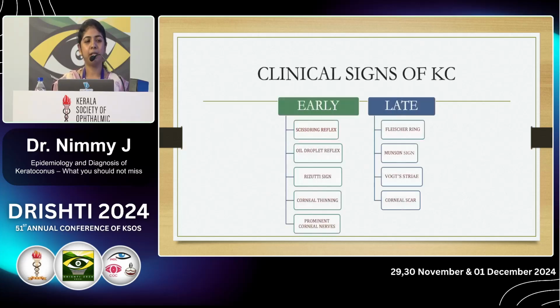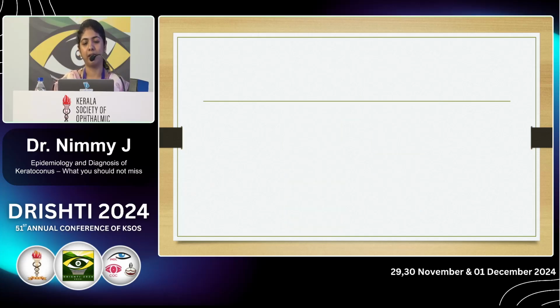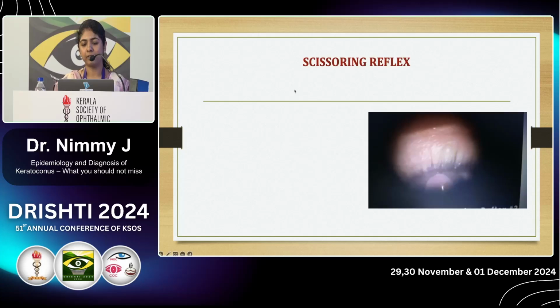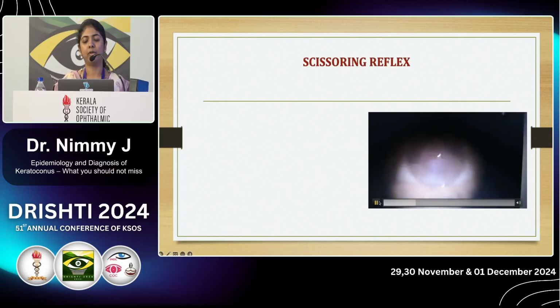Now, just touching upon the clinical signs of keratoconus, there may be early and late signs. Early signs are the scissoring reflex, oil droplet reflex, Rizzuti sign, corneal thinning and the prominent corneal nerves. Late signs include Fleischer ring, Munson sign, Vogt striae and the corneal scarring. This is a video demonstrating the scissoring reflex. It is a very early sign of keratoconus and it is seen while doing retinoscopy.